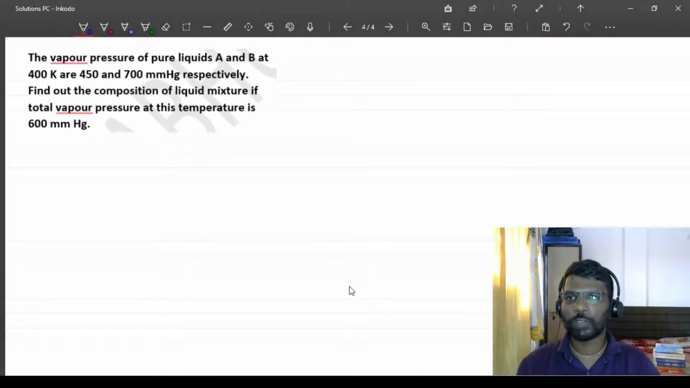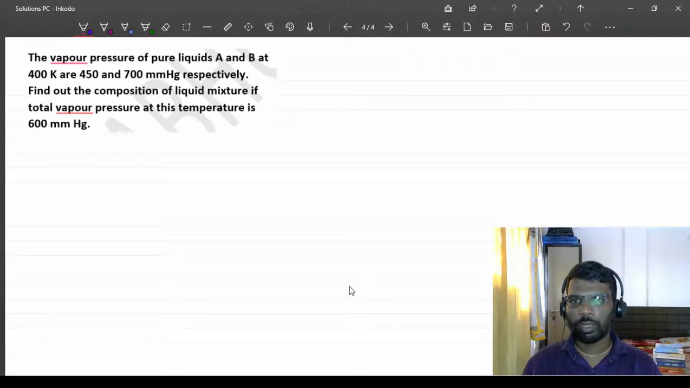Okay, here is the next question. The question asked is: the vapor pressure of pure liquids A and B at 400 Kelvin are 450 and 700 mm of mercury respectively. Find out the composition of the liquid mixture if the total vapor pressure at this temperature is 600 mm of mercury.